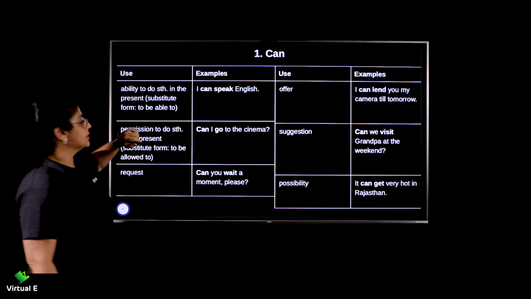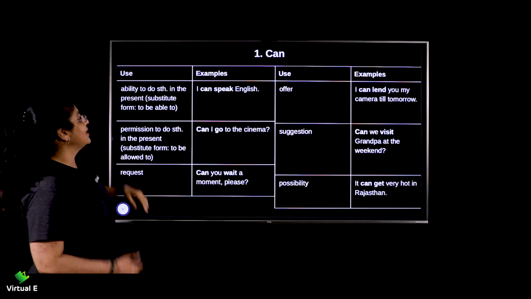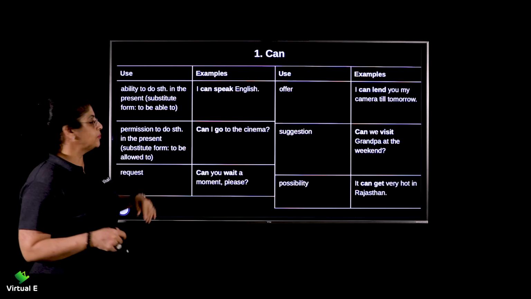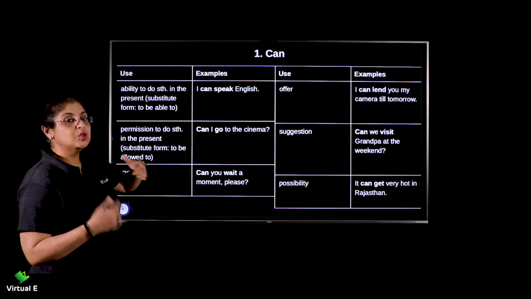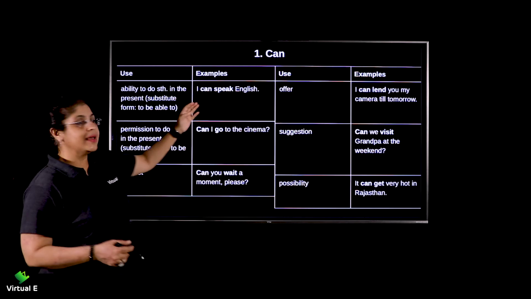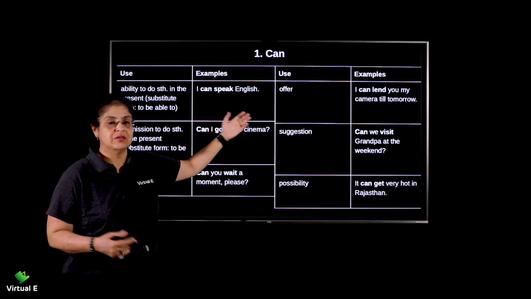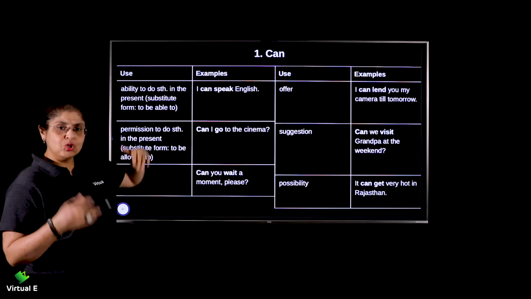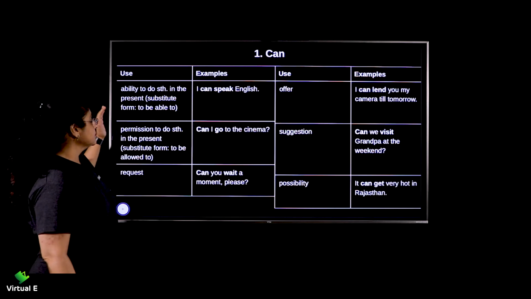Now, how do you use it? The ability to do something in the present. In the present. So you substitute the form to be able to. Can means you are able to do something. So I can speak English. Yes, that's something that you do in the present moment.